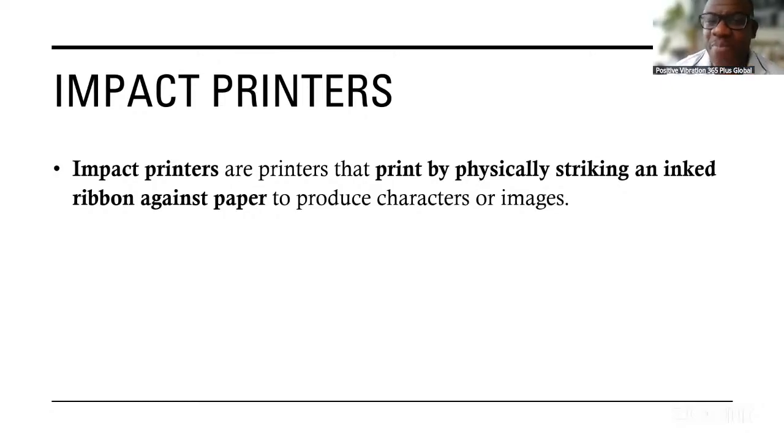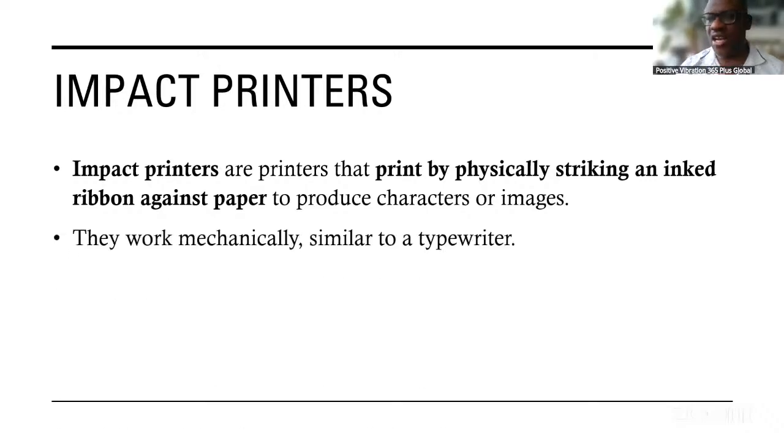Impact printers are printers that print by physically striking an ink ribbon against paper to produce characters and images. But say what Colton said a little bit nicer, because when I go to the exam, I need to sound like the expert. So this is what you need to remember: it physically strikes an ink ribbon against paper to produce characters and images. That's a major difference. They work mechanically.